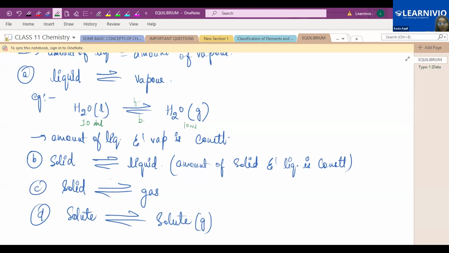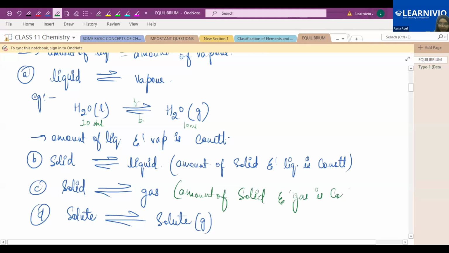Next example, look, solid is getting converted into a gas. Which reaction is this? Sublimation. Here, this process is known as sublimation, right? So you can see the solid is getting converted into a gas. So the amount of solid and gas will remain the same. Okay, it will be constant.